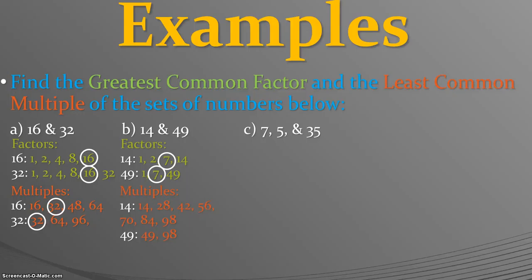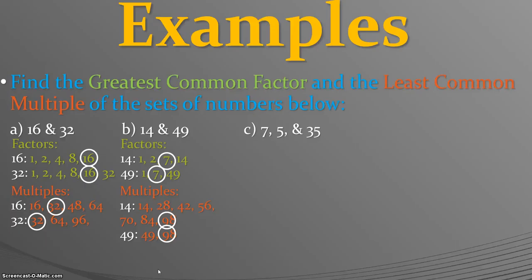For multiples, again, we're going to count by the number. So 14, 28, 42, 56, 70, 84. Then I'm going to do 49, 98, and ta-da, I've got two that match. Therefore, the least common multiple is 98. Once I find the two that match, I don't have to extend my list.